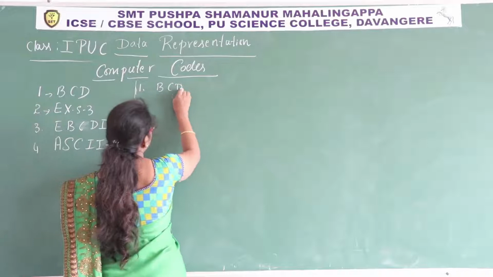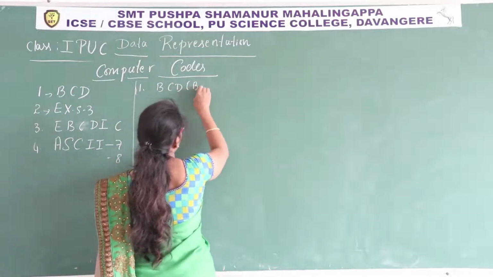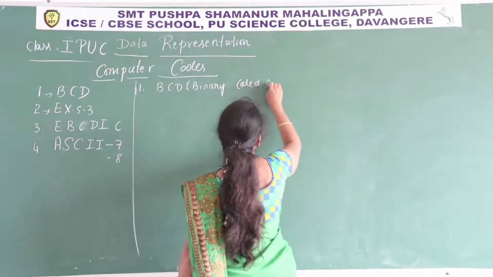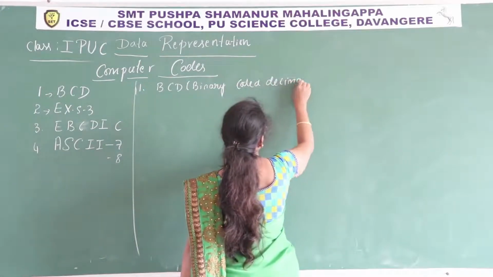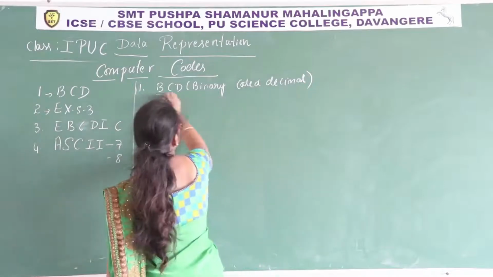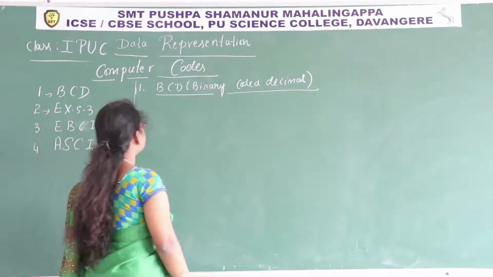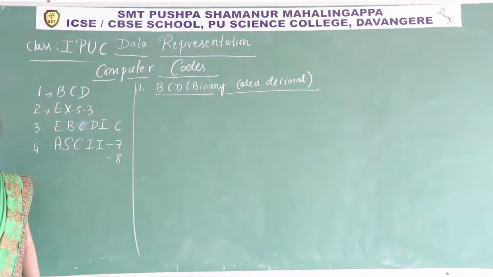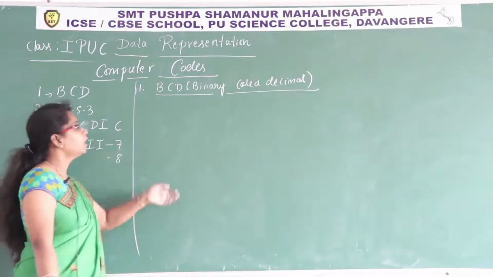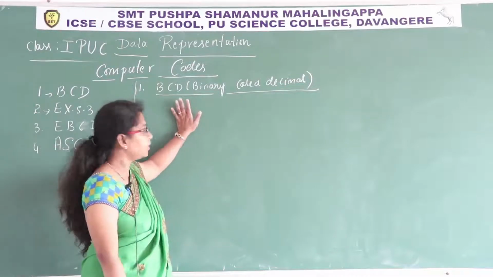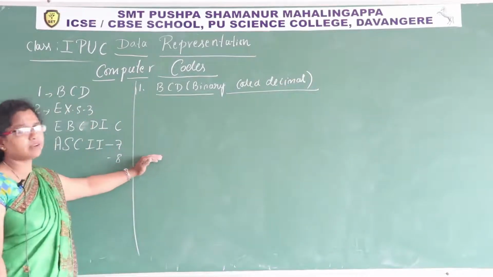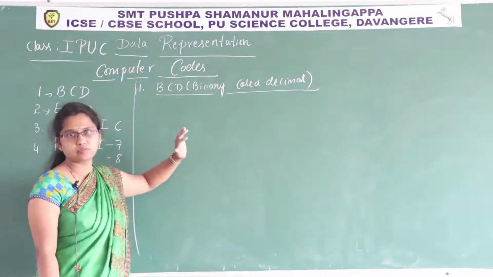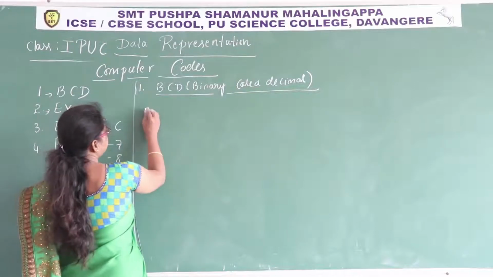BCD, binary coded decimal. See here, it is not a binary conversion. Binary conversion is different from binary coded decimal. Not only numerical values, we will represent alphabets also in BCD. Let us start with the numerical.